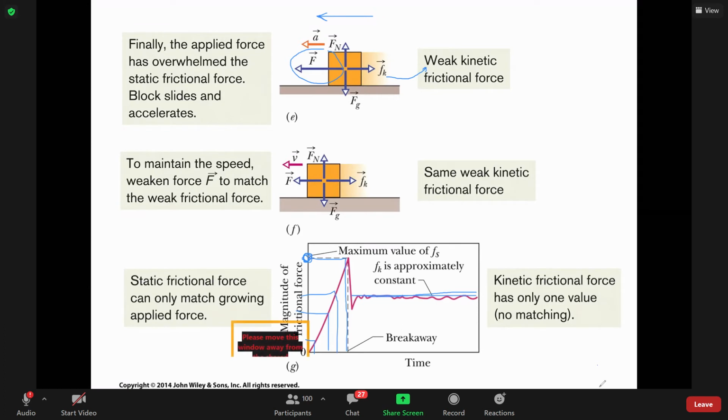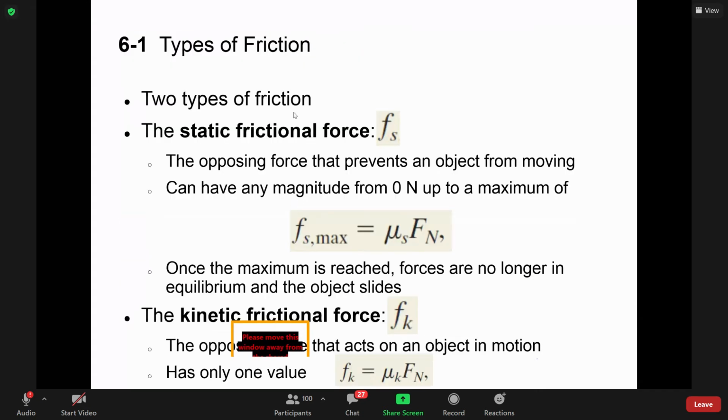Good. Let me show you the laws I'm talking about. Here we give you a summary. We go back to the summary. We said we have two types of friction. We have the static frictional force, given as Fs, and the direction we know it. No need to talk about direction, it's opposite to the movement. But in terms of magnitude, I will tell you the law.